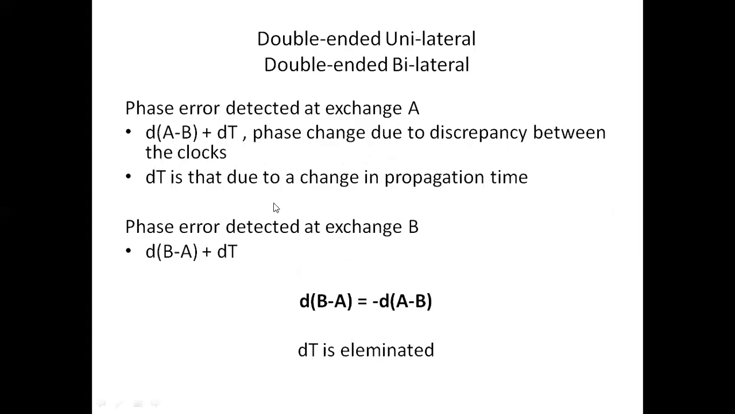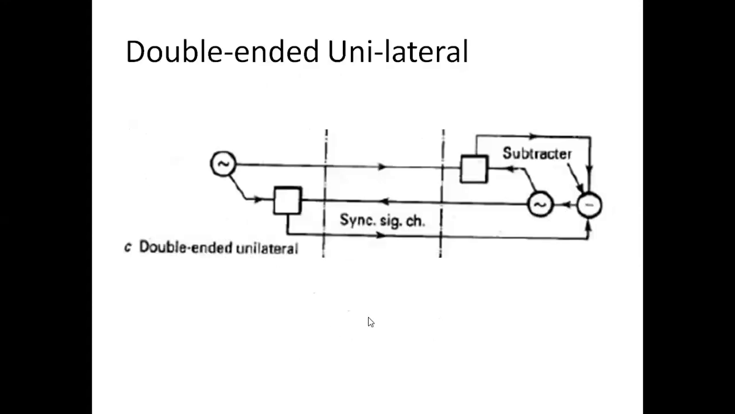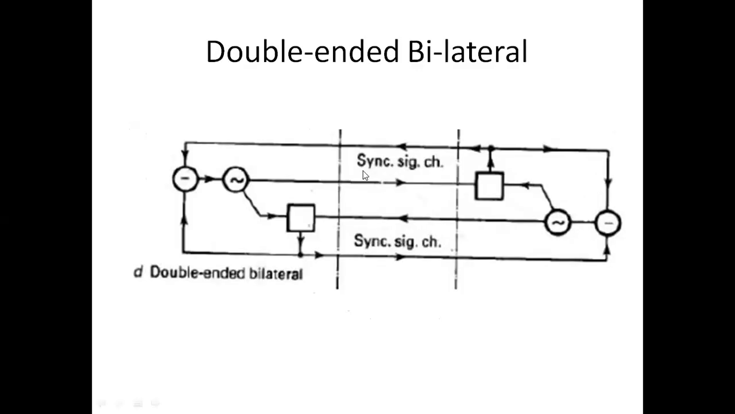The double-ended system considers the frequency drift due to the propagation delay, and it is eliminated using the approach that we have discussed. The only difference is that the unilateral system uses a single synchronization channel, whereas the double-ended bilateral system uses two synchronization signal channels.